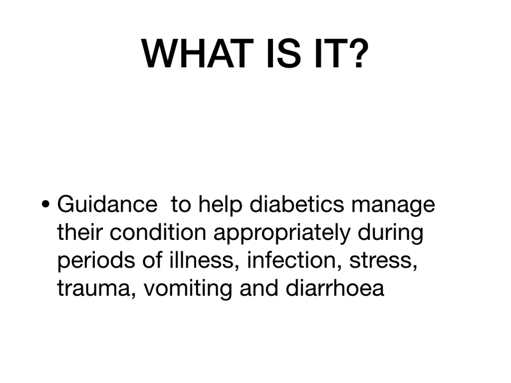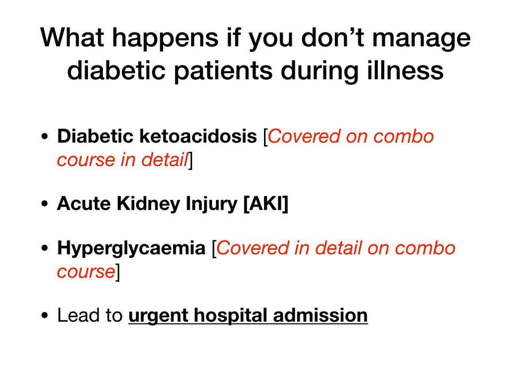So, what happens if you don't take this seriously, or what happens if you don't follow the sick day rules as a diabetic patient? Here's what's going to happen. So, what we're trying to prevent is if a diabetic patient is not feeling well, maybe they've got an infection, and they do not follow these sick day rules, or you don't provide them the guidance, then there's a risk of them getting, number one, diabetic ketoacidosis. And this is covered in so much detail on our combo course. The second thing they could get is acute kidney injury, and then finally hyperglycemia. So the main aim of the sick day rules is we're trying to avoid them getting any of these.